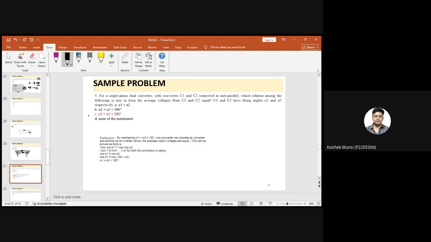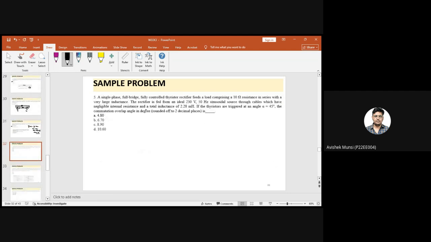So it will be alpha 1 plus alpha 2 equal to 180 degrees since both are full wave. I said that this is Vm cos alpha 1, this is Vm cos alpha 2. So in this case, the cos alpha 1 must be equal to minus cos alpha 2. Since it is inverse, alpha 1 will be 180 degree minus alpha 2. So alpha 1 plus alpha 2 equals 180 degree. Fine.